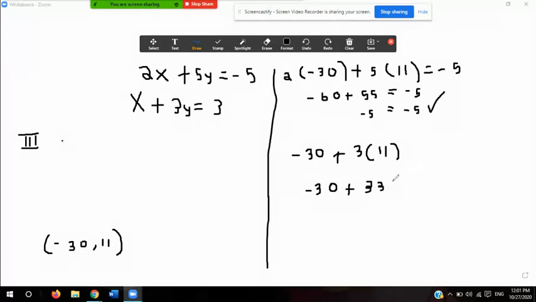And since 3 equals 3, ladies and gentlemen, that is correct. And this does in fact check out. So that means that that answer is correct. And this is how you solve systems of equations algebraically, specifically using the substitution method.